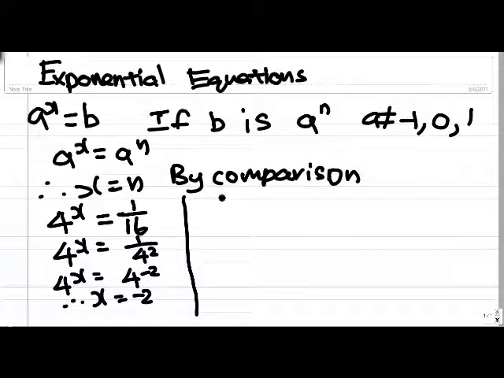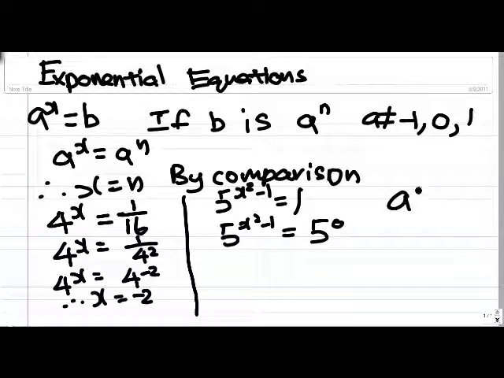Let me give you another example. 5 to the power of x squared minus 1 equals 1. 5 to the power of x squared minus 1 equals 5 to the power of 0. Now remember, a to the power of 0 equals 1. Anything to the power of 0, in fact, equals 1. So from here we can see that by comparison, x squared minus 1 equals 0.